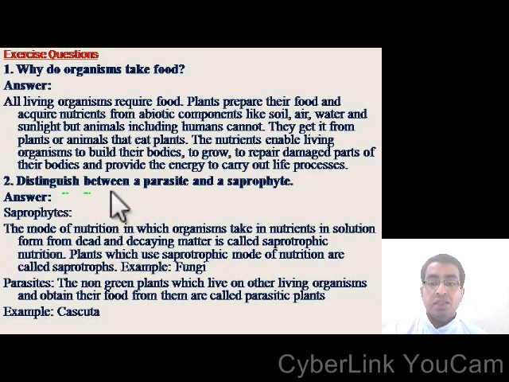Second question, distinguish between a parasite and a saprophyte. Saprophytes: the mode of nutrition in which organisms take in nutrients in solution form from dead and decaying matter is called saprotrophic mode of nutrition. Plants which use saprotrophic mode of nutrition are called saprotrophs. Example, fungi. Parasites: the non-green plants which live on other living organisms and obtain their food from them are called parasitic plants. For example, Cuscuta, Amarbel.